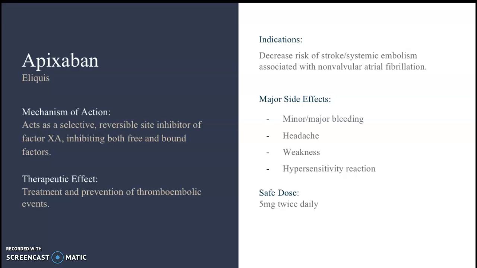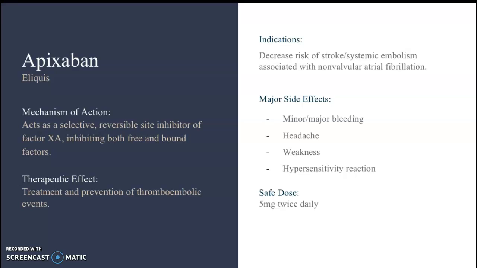This drug blocks the activity of certain clotting substances in the blood by acting as a selective reversible active site inhibitor of factor XA, inhibiting both free and bound factor XA. However, it does not affect platelet aggregation directly, but it does inhibit thrombin-induced platelet aggregation, and it decreases thrombin generation and thrombus development.